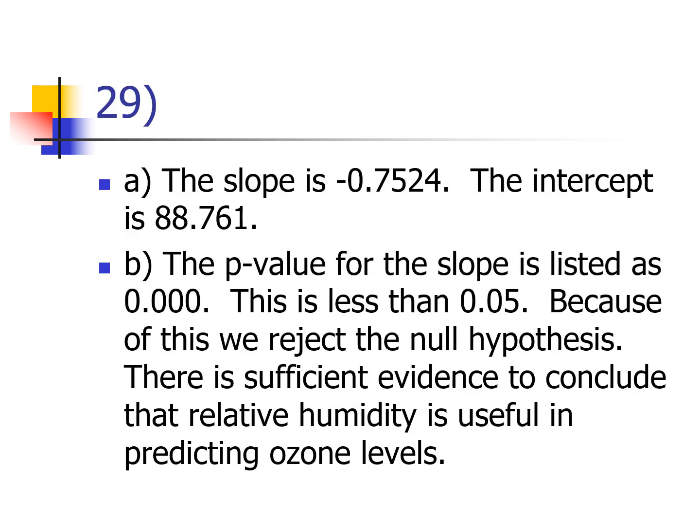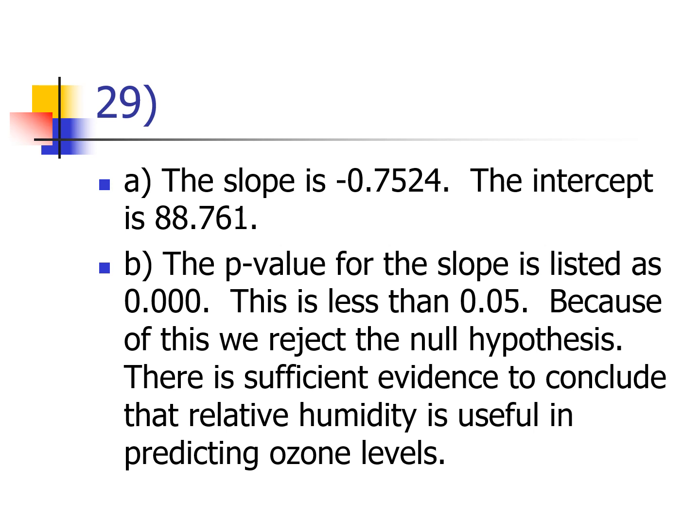So we already said this. Slope is negative 0.7524. The y-intercept is 88.761. The p-value is listed as 0.000, but again, it just means it's really small. Regardless, it's going to be less than 0.05. And since it's less than 0.05, we reject the null hypothesis. That's how we've always been doing hypothesis tests.